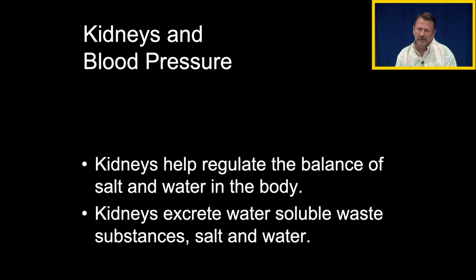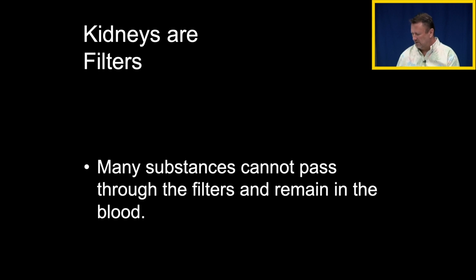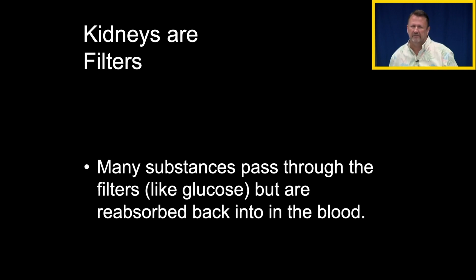So if you did not know this, the kidneys regulate the balance of salt and water in the body. That's the easy explanation. When we come back, we'll make things more complicated than that. And the kidneys get rid of things that we don't want either. The kidneys are made up of these little things called nephrons. We'll talk about that next time as well, and what can and cannot pass through the filters. The next lecture covers that very well.